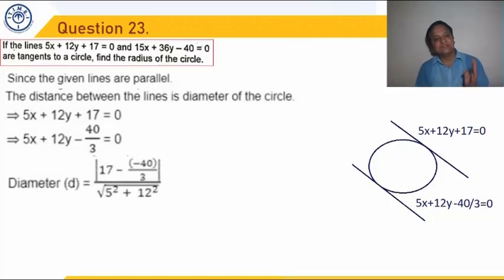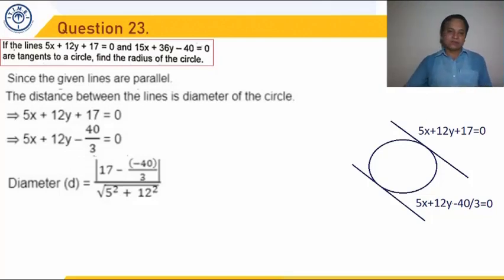It's modulus of c1 minus c2. You can do c1 minus c2 or c2 minus c1, it won't make any difference. 17 minus of minus 40 by 3 upon root 5 square plus 12 square. Now 5 square is 25, 12 square is 144, 144 plus 25 in the denominator is 169, its square root comes out 13 in the denominator.